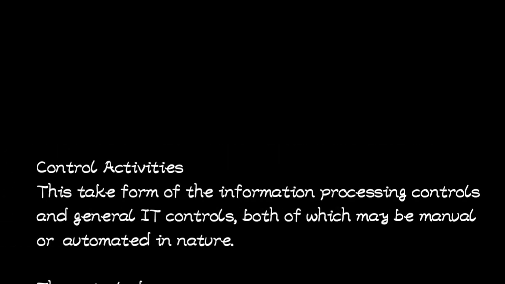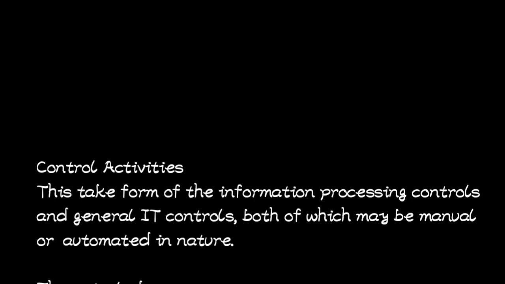Another component of the control environment is control activities. So we are going to look at the control activities. We shall start by defining what control activities are. Control activities take the form of information processing controls and general IT controls, which may be both manual and automated in nature. So this looks at the controls, or the policies and procedures, that are put in place to support the processing of information.